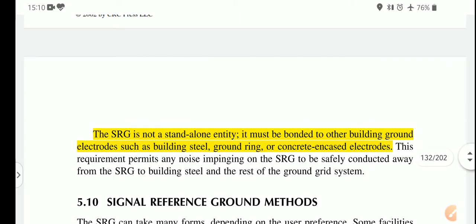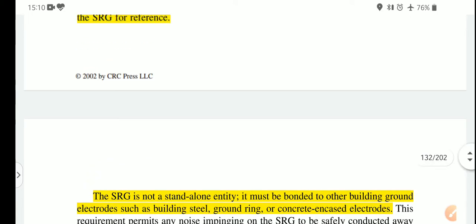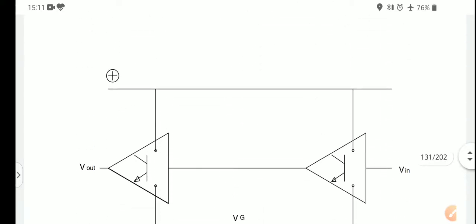The SRG is not a standalone quantity. For a safer side, it must be bonded to the other building ground electrodes, such as building steel, the ground ring, or concrete-encased electrodes. This requirement permits any noise impinging on the SRG to be safely conducted away from the SRG to the building steel and the rest of the ground ring system. That means whatever SRG we have created must be connected to the main building steel, ground ring, or concrete steel, so that the potential can go into the ground easily. So this is the main concept of the single reference ground.